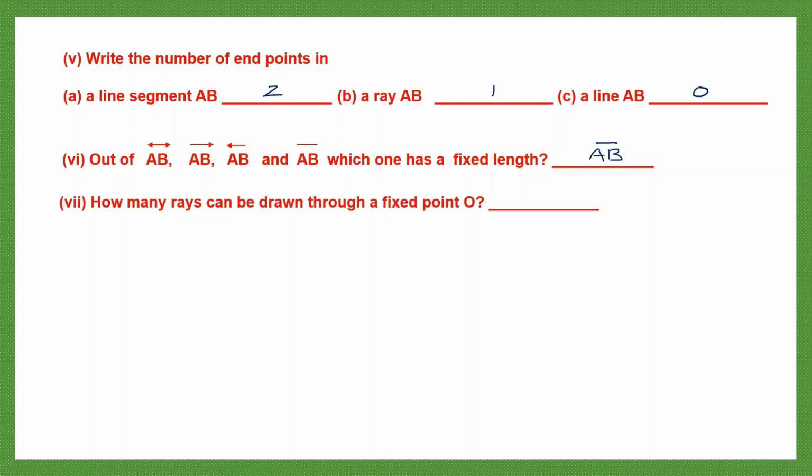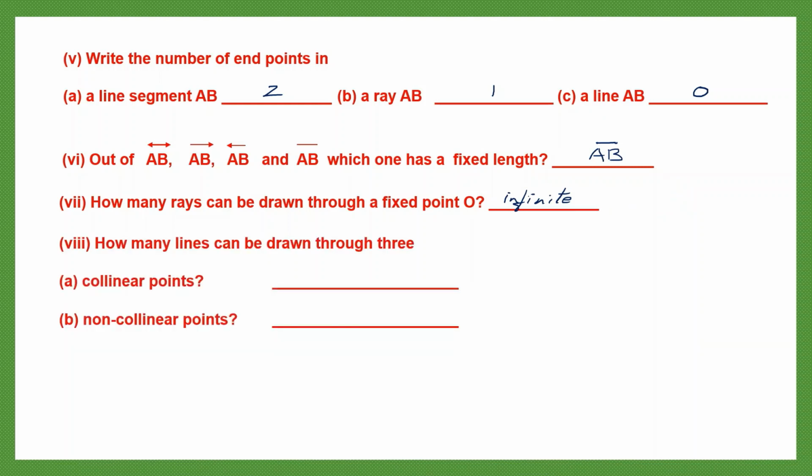Question 6. How many rays can be drawn through a fixed point O? So just like we did in the previous question, if you have a point and if you have to draw through this, you can draw a number of rays. If you have a fixed point, through that you can draw an infinite number of rays. So what is our answer here? Infinite. The answer is infinite. That means many, countless. Next question.